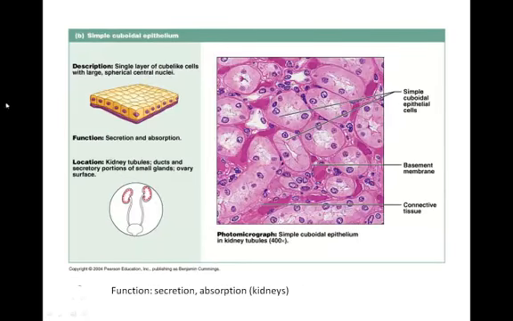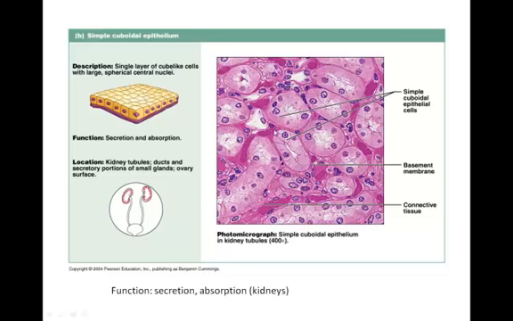Now this is what simple cuboidal looks like. Here's the artist drawing, and here's what it looks like if you were to fold that over into a circle. We've taken this out of the kidneys. That's where we find simple cuboidal in the body, in the kidneys, and its function is secretion and absorption. Here's simple cuboidal if we folded it over. Here's simple cuboidal right here, and here's the apical surface, and here's the basal surface right here. And so here's the basement membrane.